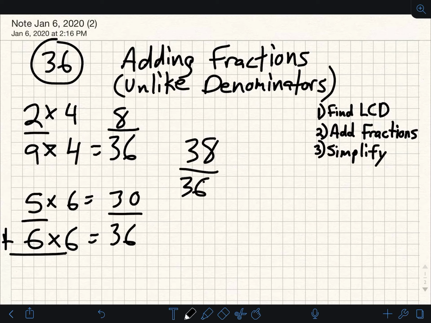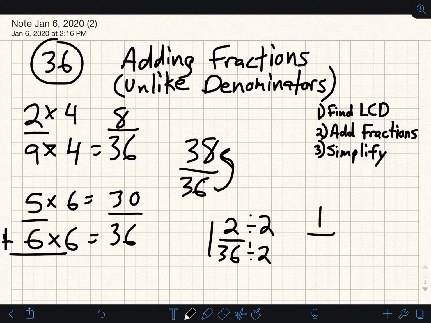So 36 can fit into 38 only one time, and 38 is 2 bigger than 36, so we'll have 2 leftovers over 36. Now we are not quite done because 2/36 can be simplified, and the greatest common factor between 2 and 36 is going to be 2. So we would do 2 divided by 2 and 36 divided by 2. 2 divided by 2 is 1. 36 divided by 2 is going to be 18. So our answer would be 1 1/18.